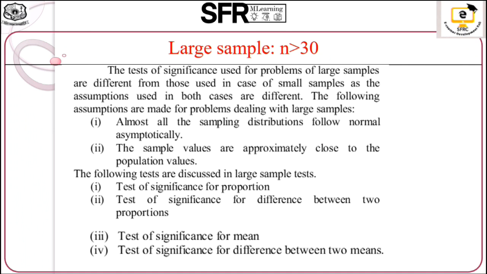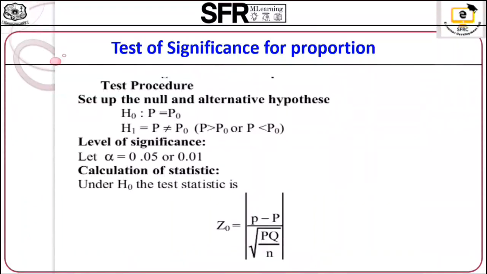The sample values are approximately close to the population proportion values. That means the standard error must be approximately 0. The following tests are discussed in this video: test of significance for proportion, test of significance for difference between two proportions, test of significance for mean, test of significance for difference between two means. The first one is test of significance for proportion.